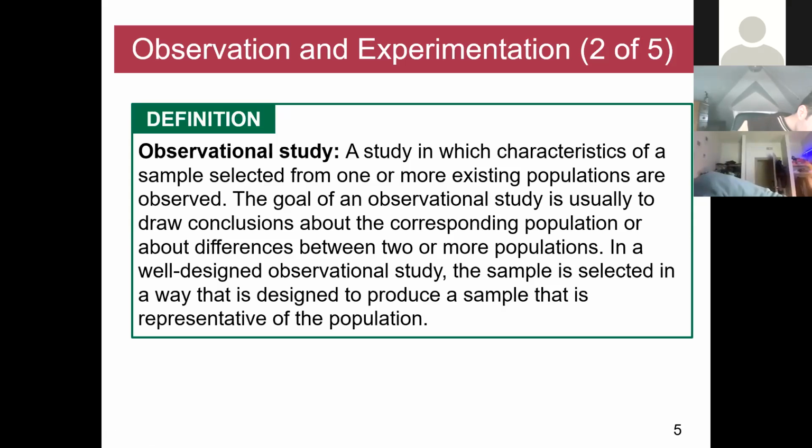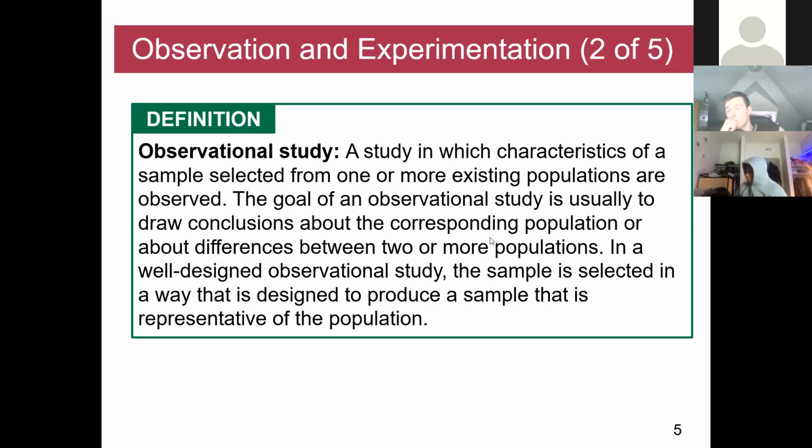So an observational study would be where you would not be manipulating any variables like you would do with an experiment, all right? So what is the goal of an observational study? Well, you're taking some information from a sample or a subset of your population, and you want to generalize it to the larger population, and draw conclusions about the larger population for those variables. So that is the purpose of an observational study.